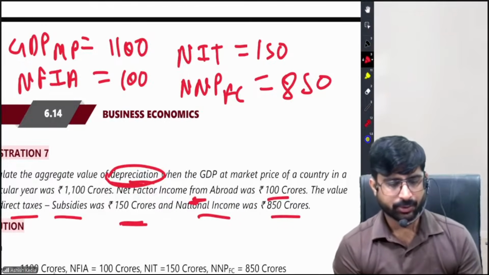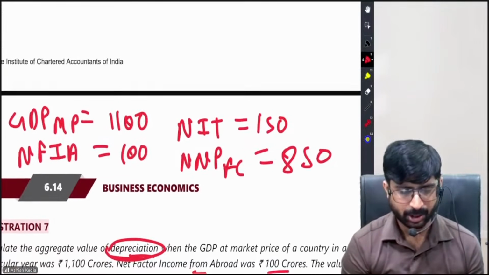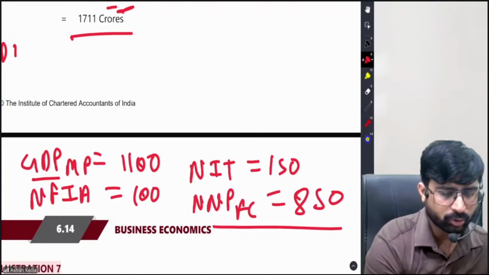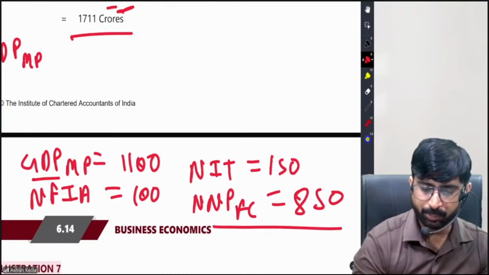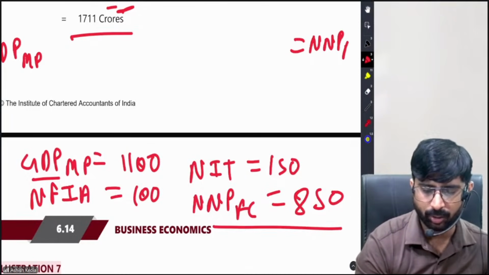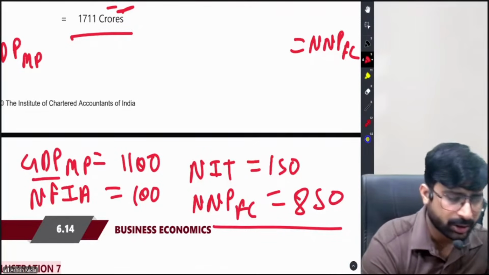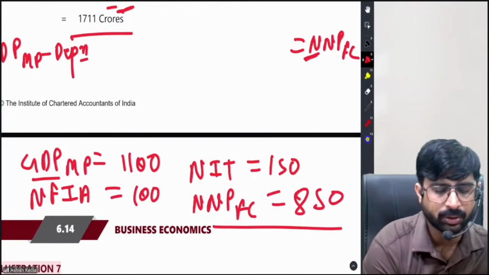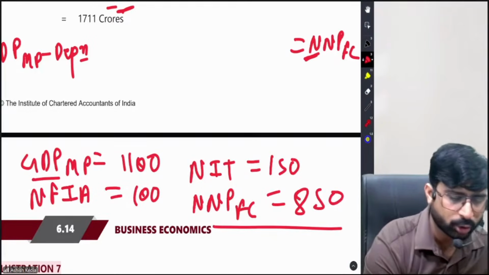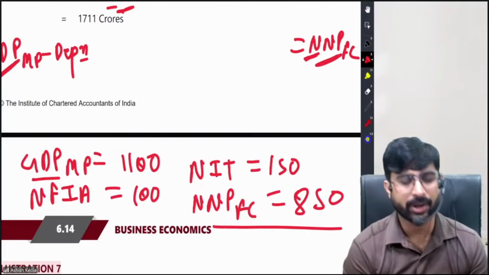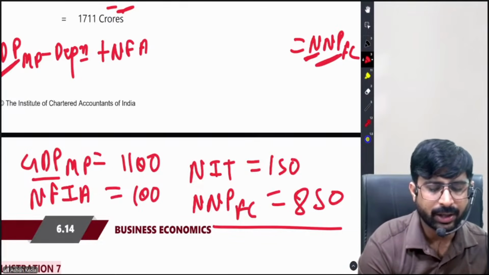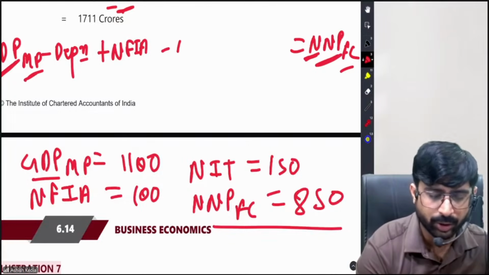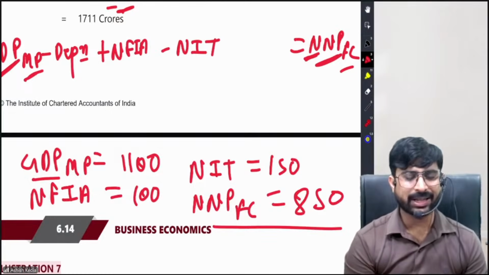See, students, a very simple thing indeed. From GDP at MP, we have to reach NNP at FC, okay? We know the value of both. So let me put GDP at MP here and NNP at FC on the right. Let me frame a model first. This is gross. I want to reach a net. So from gross to reach a net, what do we do? Deduct depreciation. This is domestic product. We want to reach a national product. What do we do? Add NFIA. This is market price. We want to reach factor cost. What do we do? We deduct net indirect taxes.